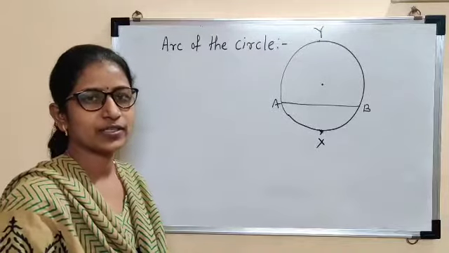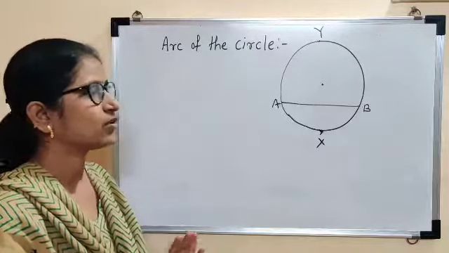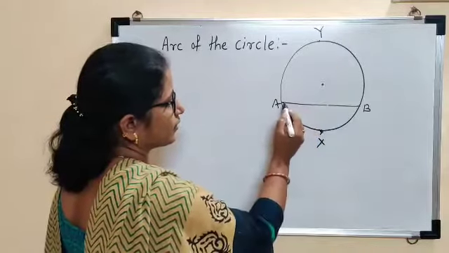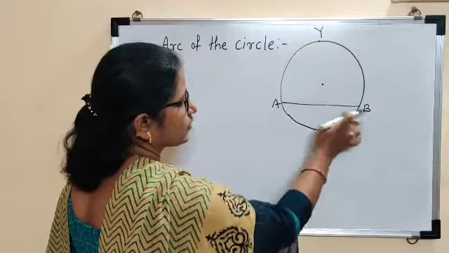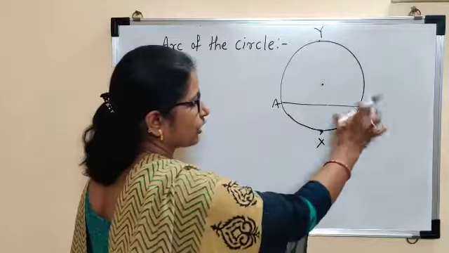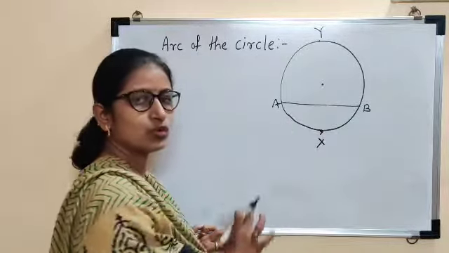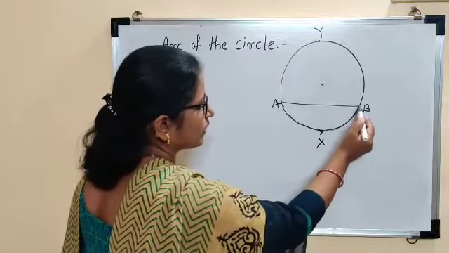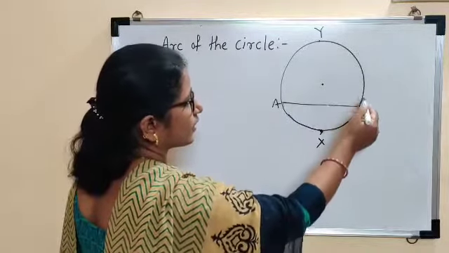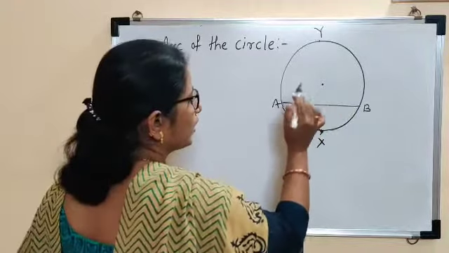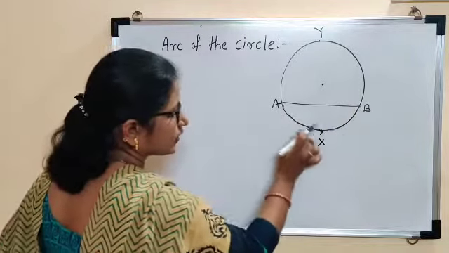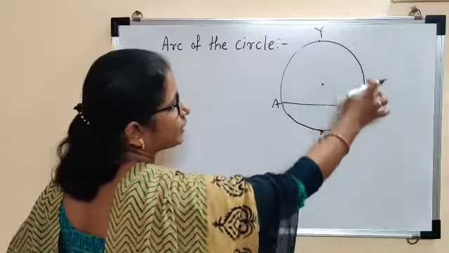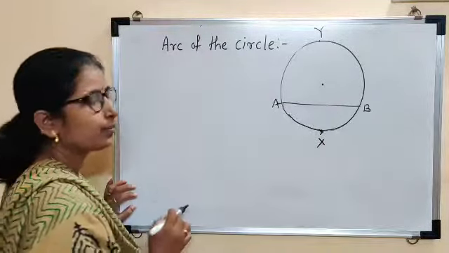Arc of the circle. Now let's see what is the meaning of arc of the circle. This is a circle. This circle divides into two parts because of this chord AB. See, this chord AB divides the circle into two parts. And due to this, this is one arc and this is another arc. So arc AXB is the smaller one, so this is called minor arc, and AYB is the bigger one, so it is called major arc.